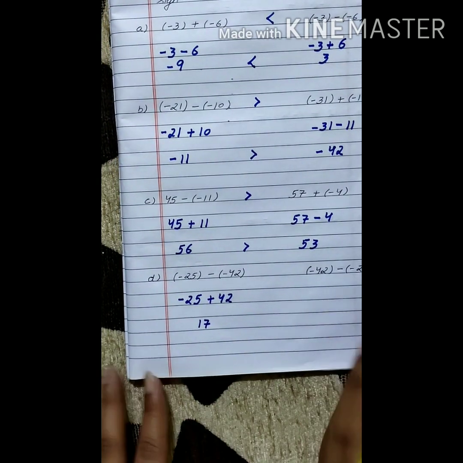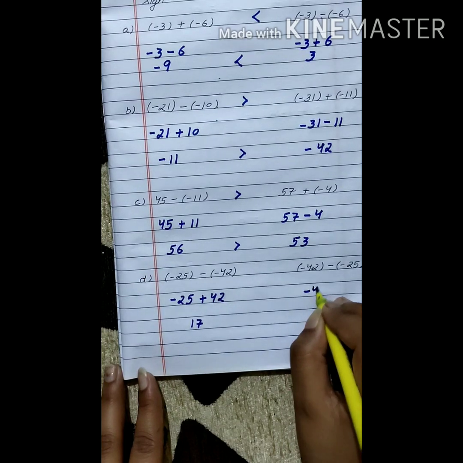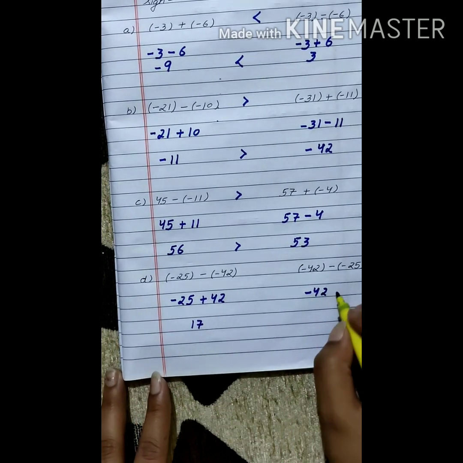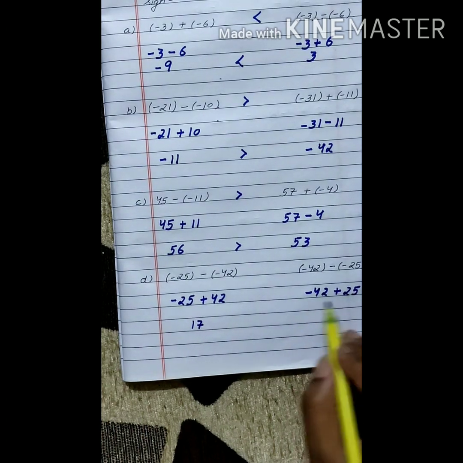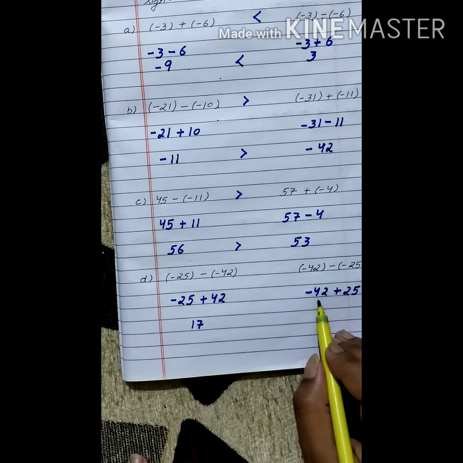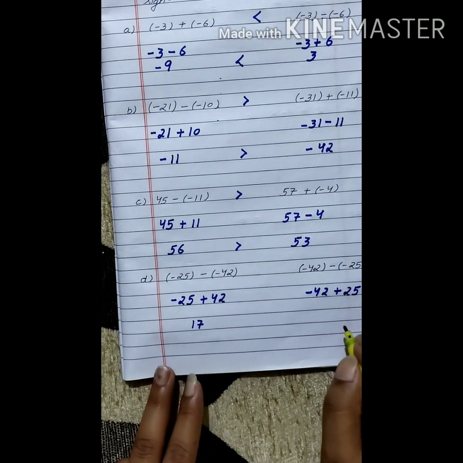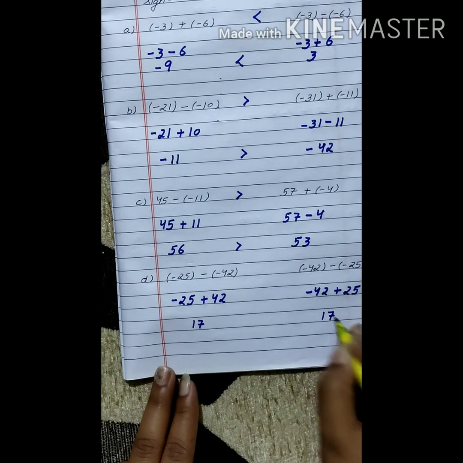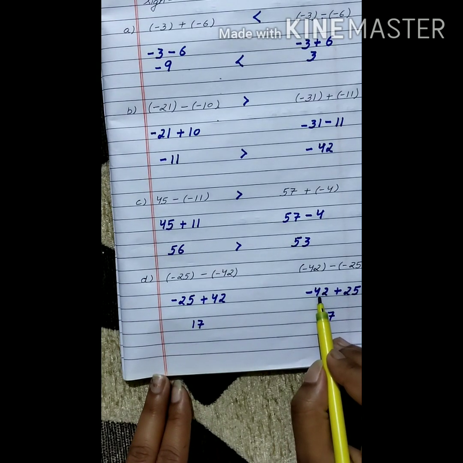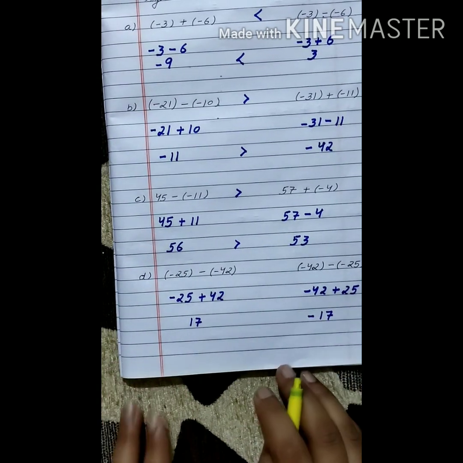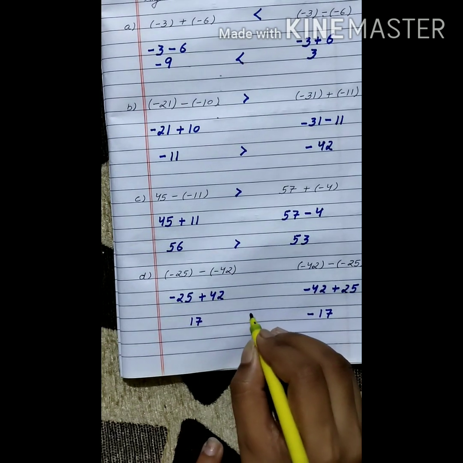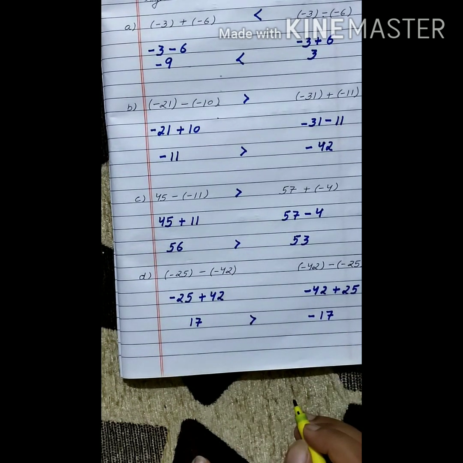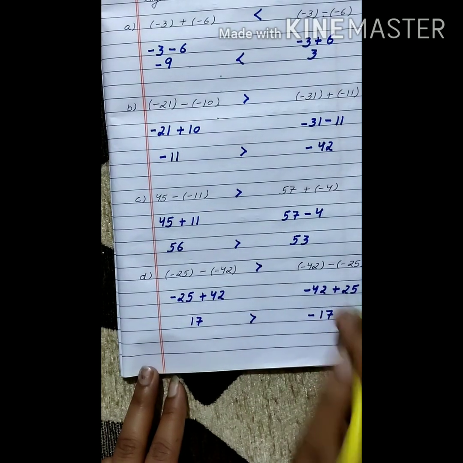And here 42 is the greater integer and it is positive, so 17 is also positive. Now we will solve this side. Minus 42 as it is, minus minus plus. So we will write plus 25. It is negative and it is positive, and minus plus minus. After subtraction, we will get 42 minus 25, that is equals to 17, and here 42 is the greater integer and it is negative, so 17 is also negative, and we know that a positive integer is always greater than a negative integer. That means 17 is greater than minus 17, so LHS is greater than RHS.